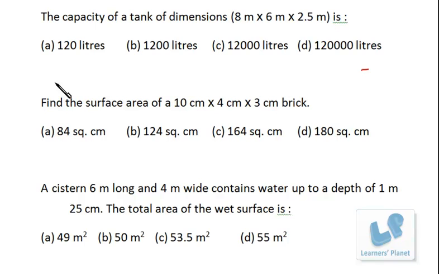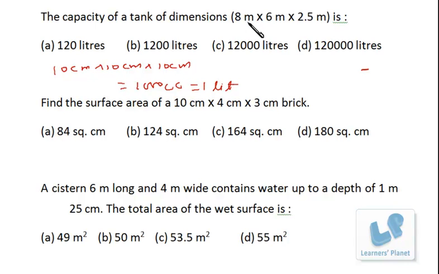And now friends, let's take some problems based on volume of a cuboid. Now the capacity of a tank of dimensions, we have to find out the answer in liters. Now what is 1 liter? That is 10 centimeter into 10 centimeter into 10 centimeter, that is 1000 cubic centimeter, that is 1 liter, right? So what we do is we find out the volume first of all in cubic centimeters.